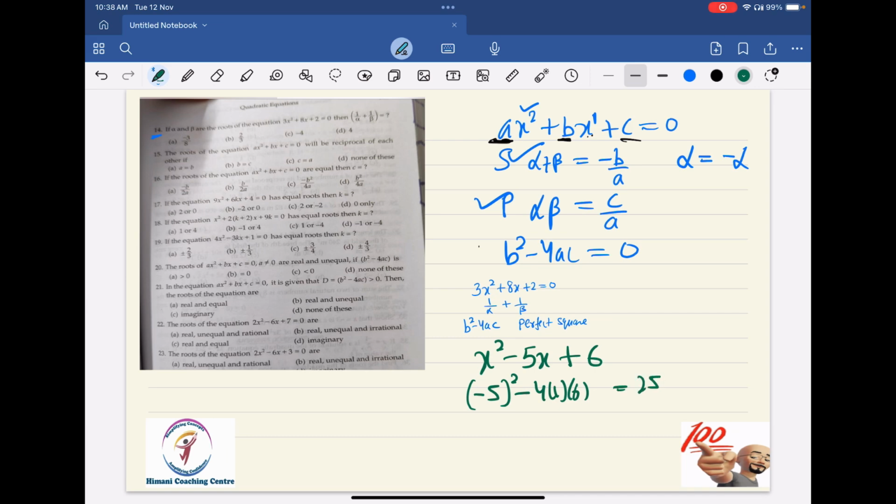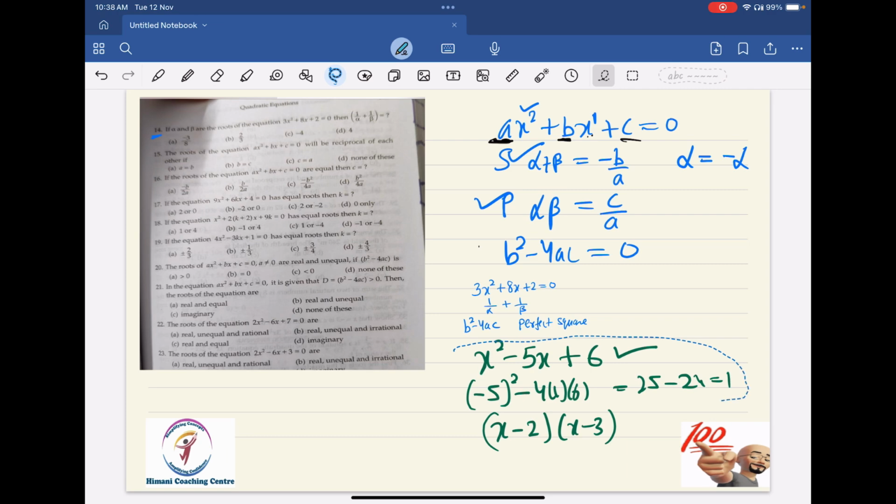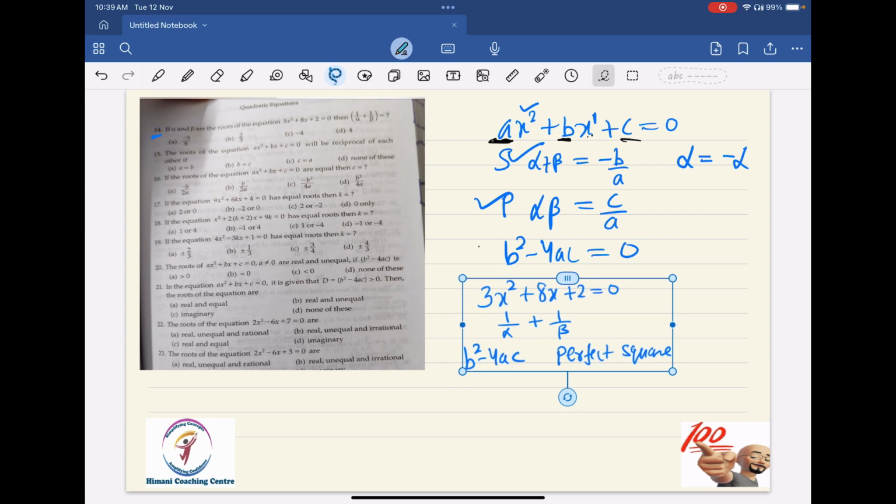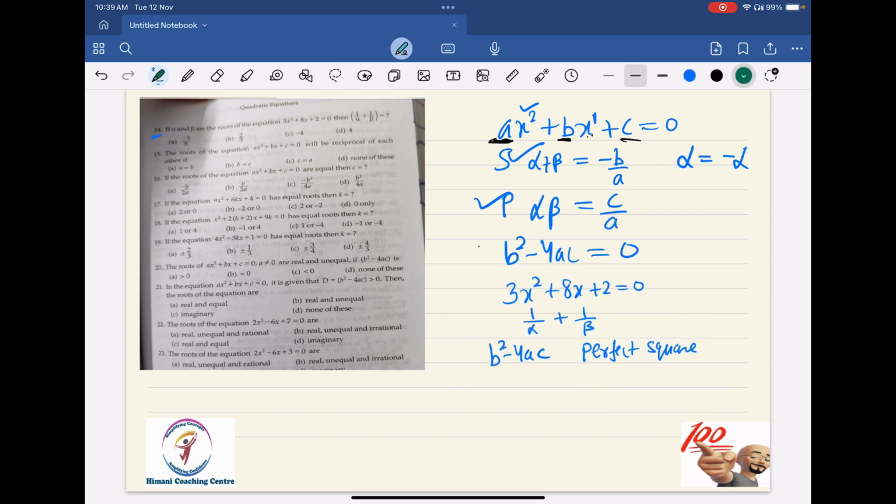You will get 25 minus 24, which is 1. That means middle term splitting is possible. In fact, this is x minus 2 into x minus 3. Okay. Now, this is how we first decide and check, because we should not be wasting time doing middle term splitting where it is not possible. That is why this is important. So just use this, get the confidence, then only try middle term splitting.